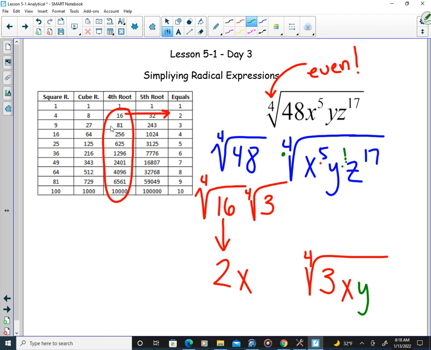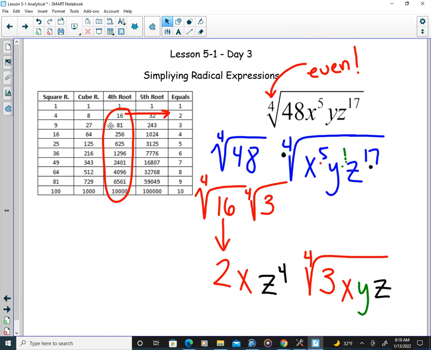And then last, does 4 go into 17? Yes, it goes into it 4 times with a remainder of 1, because 4 times 4 is 16. And 17 minus 16 is 1. So there's 1 z left under. All right, so this is the answer so far.